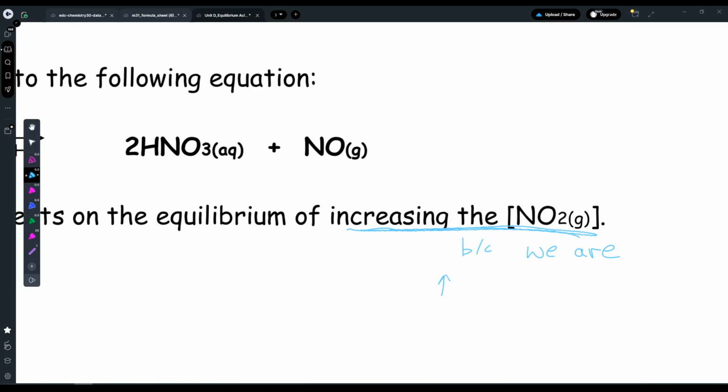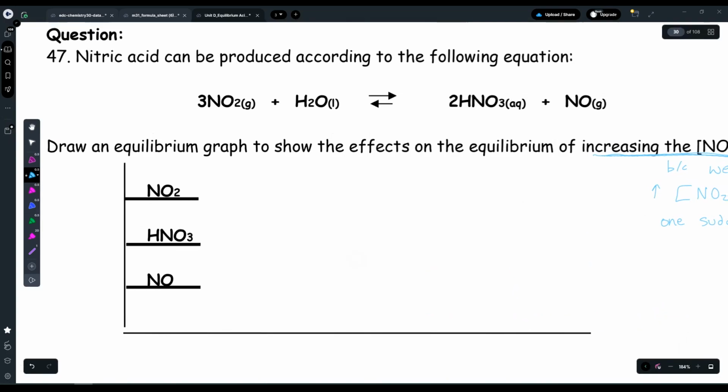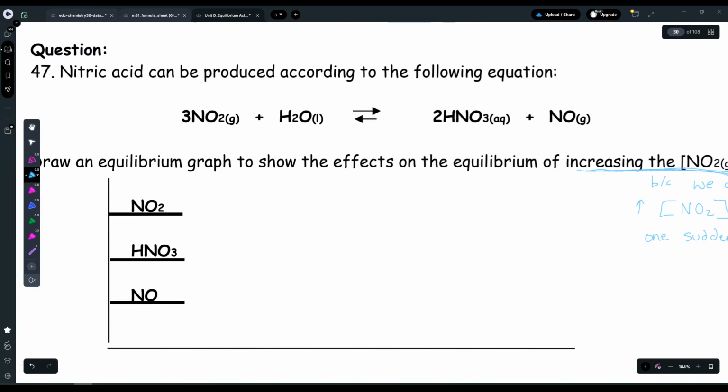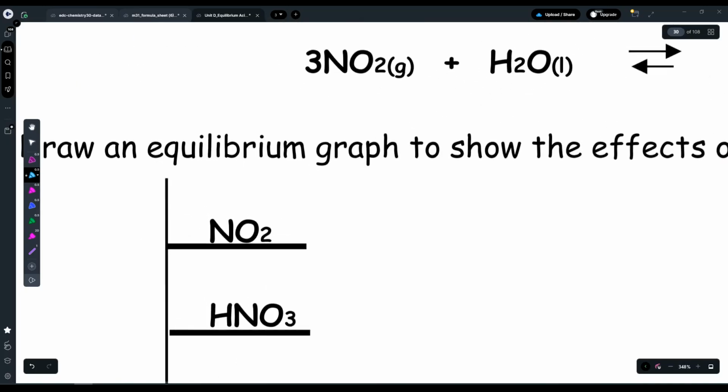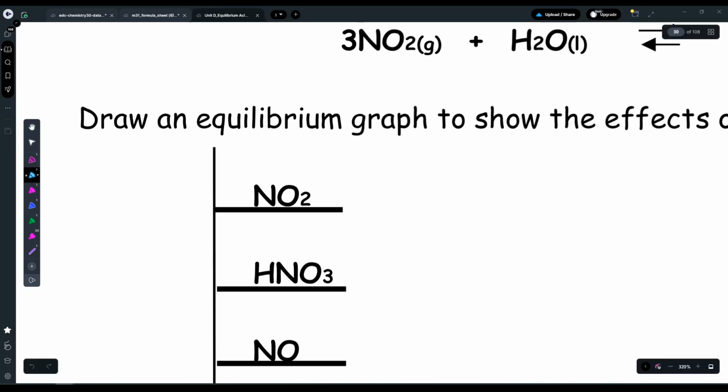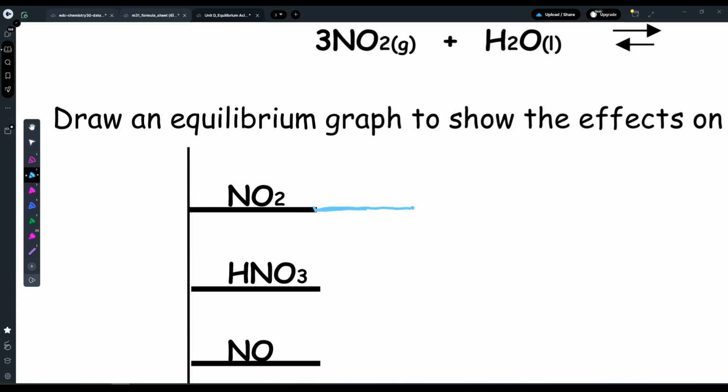So because we are increasing the concentration of nitrogen dioxide, only one sudden change. The rest will be gradual. Okay, so let's find nitrogen dioxide. I'll keep this line going here, and we'll try to do that as straight as possible. So here's where I'm going to apply the stress.